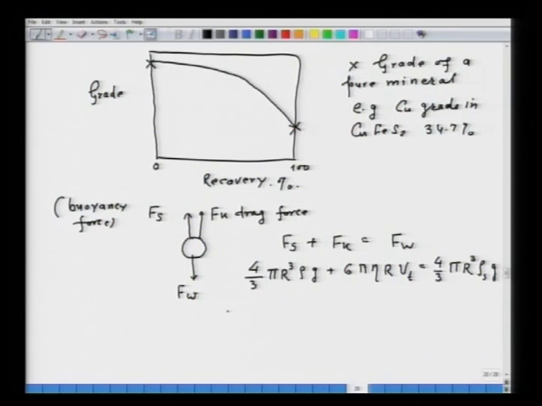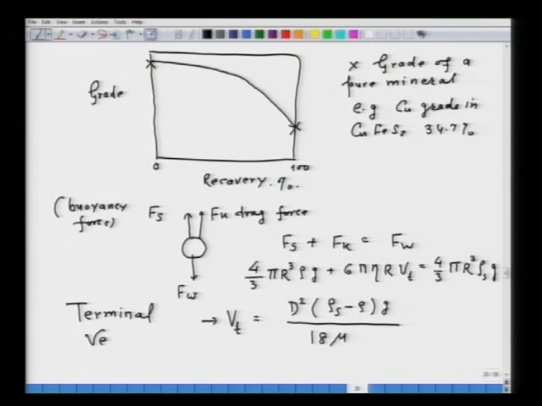So, if I solve this, then I will get V_t equal to d square (rho solid minus rho) into g upon 18 mu. So, V_t is called terminal velocity, and this terminal velocity is very important in case of gravity concentration operation.